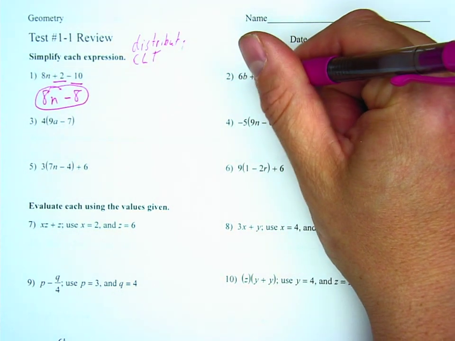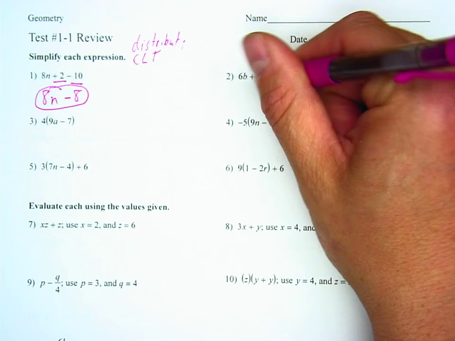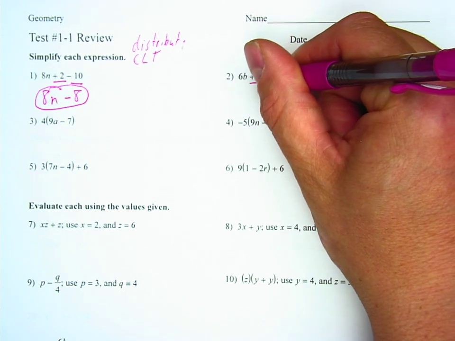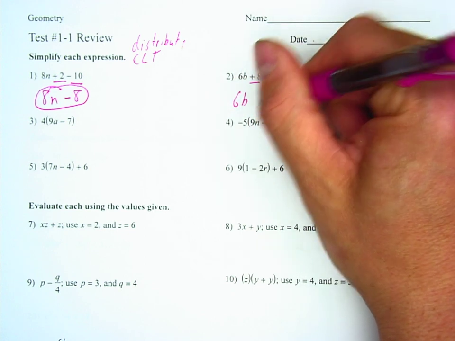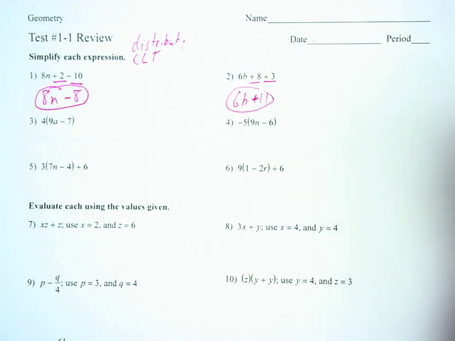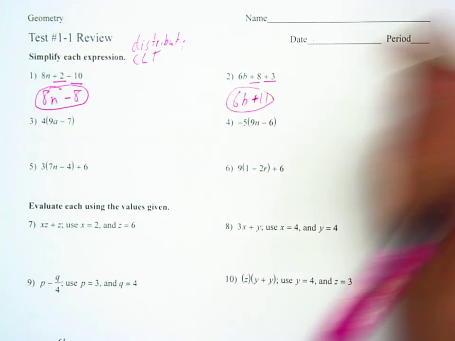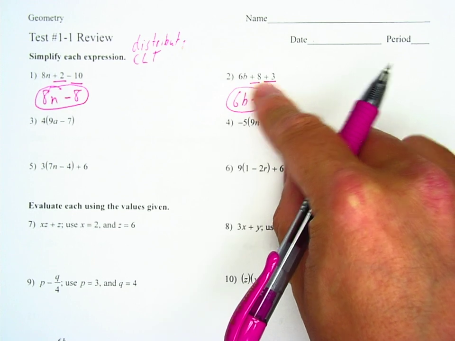This one, again, we have a linear term, 6b, and we have two constants, 8 and 3. This is positive 8 and positive 3. So we're just going to add those. 8 plus 3 is 11. Positive 8, positive 3, that's 11. That's not the opposite of 8 plus 3 because there's no negative here in front of the 8. It's the same, it's 8 plus 3.